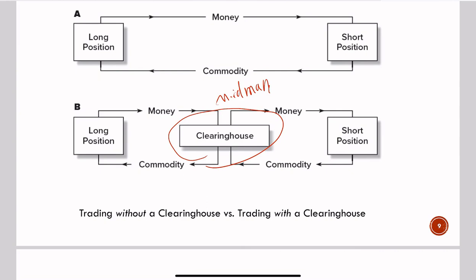And then you could also look at this right hand side, right? So basically you can see that the short position will interact with this clearinghouse. The clearinghouse will transfer the money to the short position, and the short position will make the delivery to the clearinghouse.